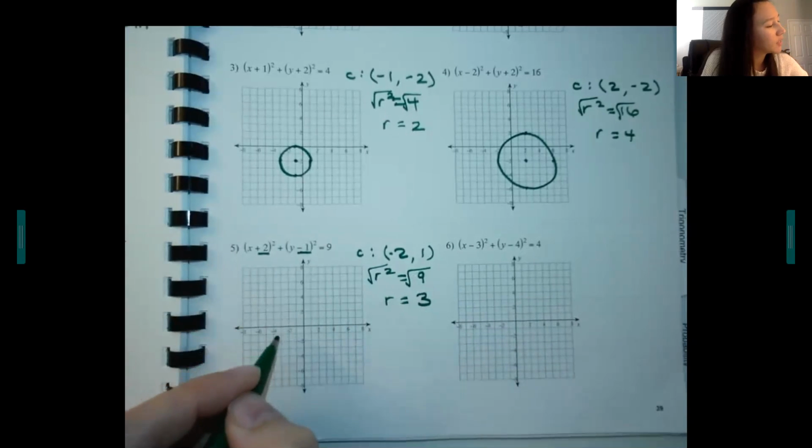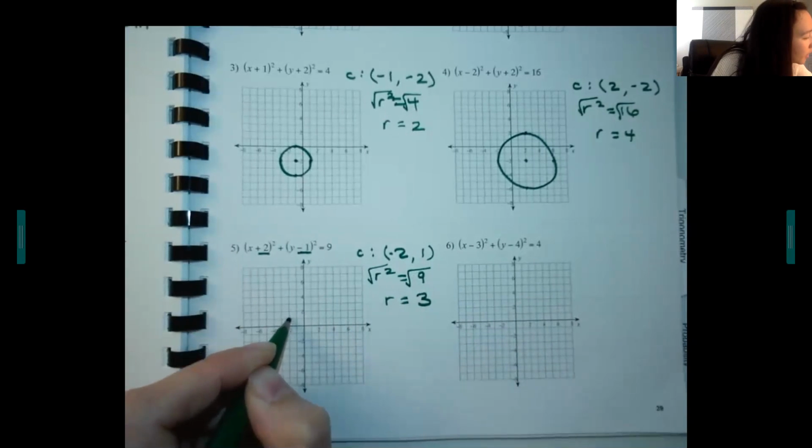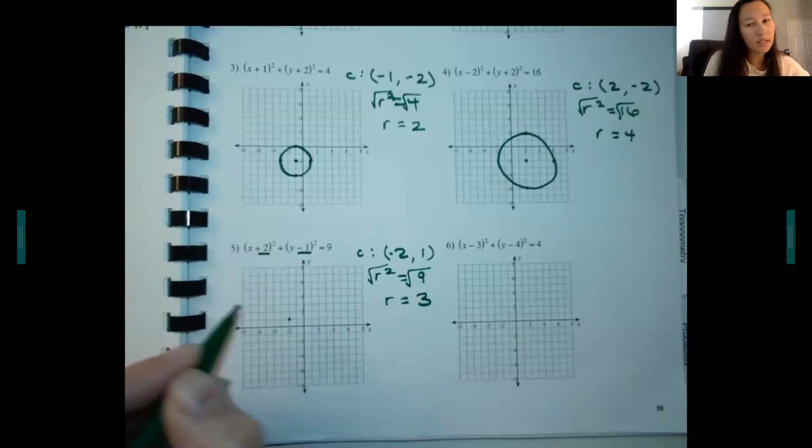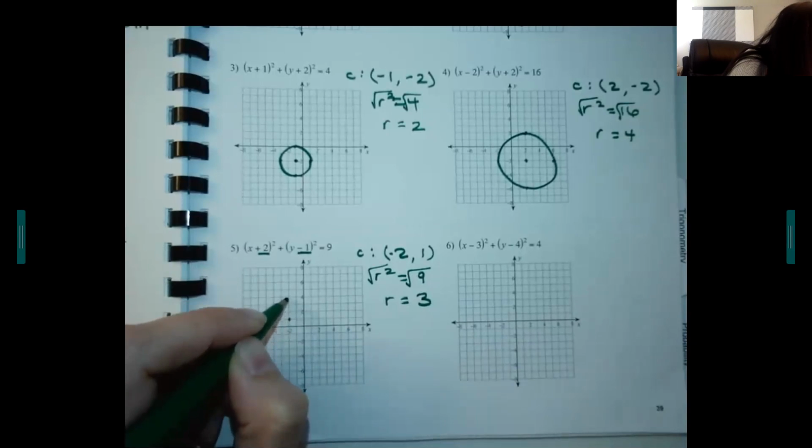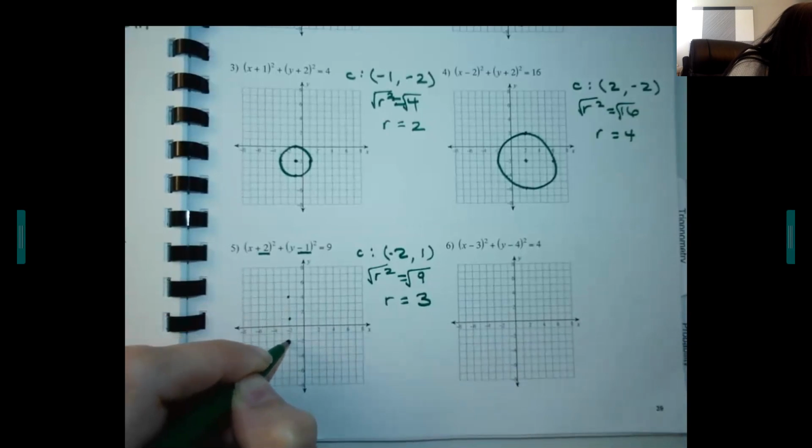So then we graph our center at -2, 1, and then our radius is 3. So we go up 3, down 3, left 3, and right 3.